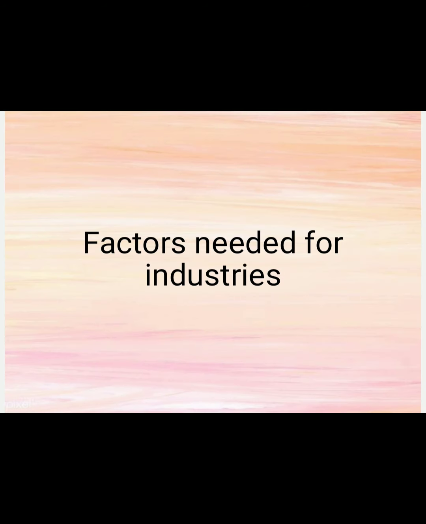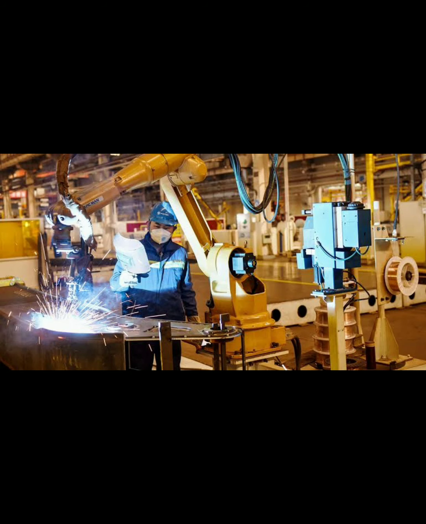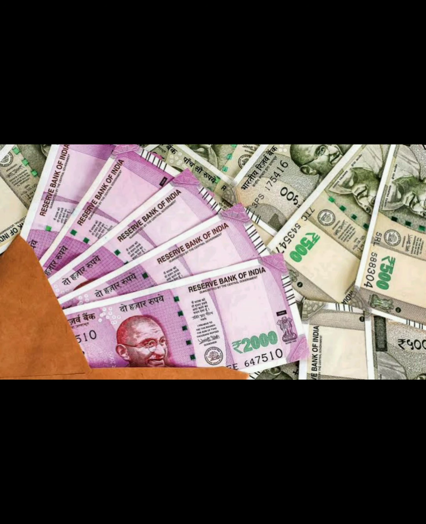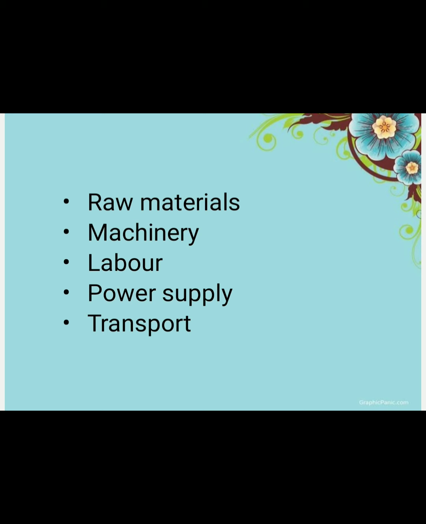Next is factors needed for industries. Certain things are required to set up an industry. Finance or money is an important requirement to start an industry. All the below mentioned requirements are dependent on money in one way or the other. They are raw materials, machinery, labor, power supply, and transport. So let us discuss in detail.